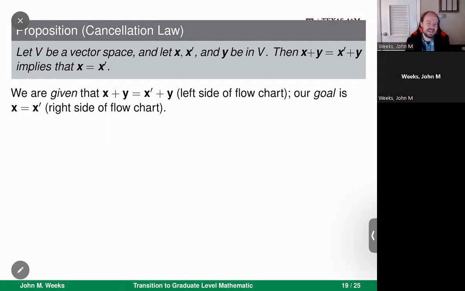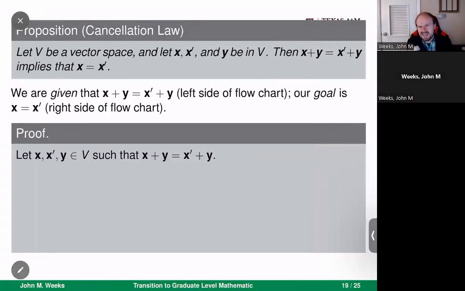I do recommend trying that for a few of these proofs to see if you can understand why the flow of the proof is the way that it is. That helps you understand what the main idea of the proof is as we go through and do it. So let's take these three vectors, x, x prime, and y, inside of the vector space such that they satisfy the left-hand side. We automatically get to assume that x plus y equals x prime plus y, because we get to assume that in the proposition as well. So we get to begin here.